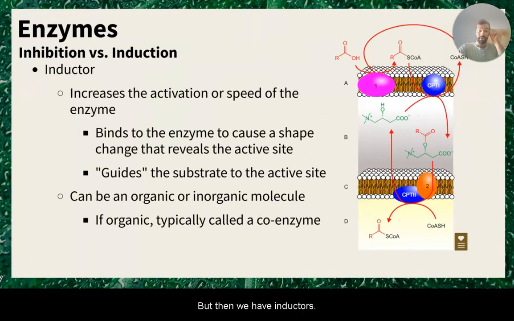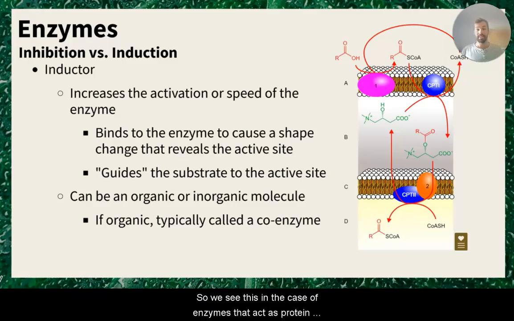But then we have inducers. These are ones that induce the enzyme to actually do something. We see this in the case of enzymes that act as protein pumps within cell membranes. An inducer will increase the activation or the speed of the enzyme by interacting with the enzyme to change its shape, which can then reveal the active site. Or alternatively, it can help to guide the substrate to the active site of a molecule.